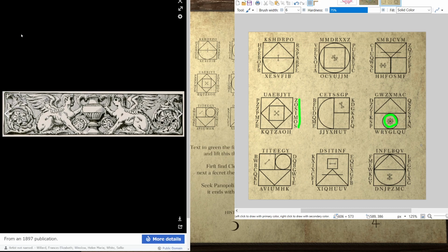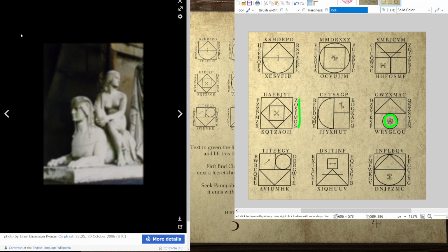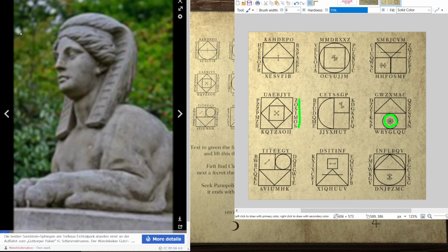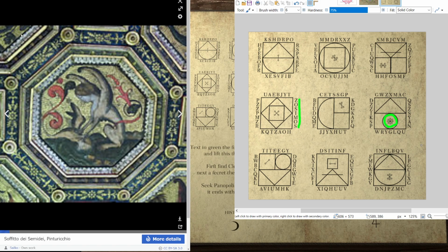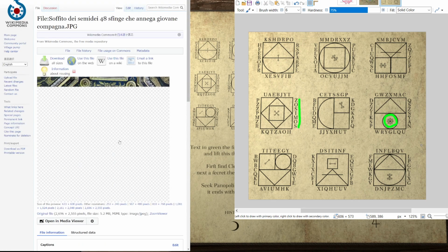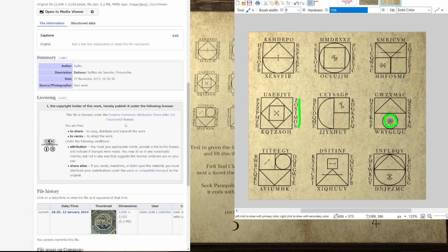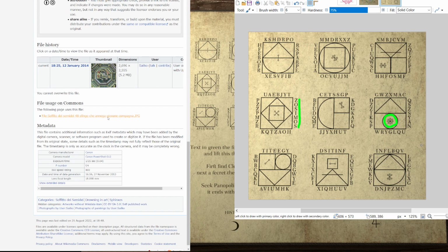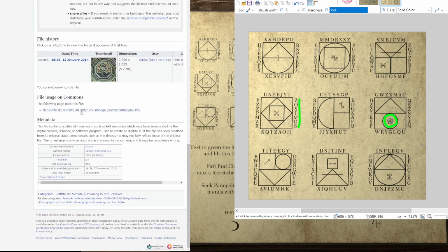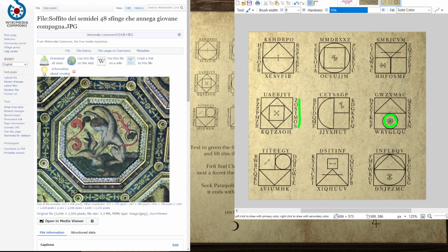Oh, what do the Sphinxes hold here? That certainly is a Sphinx. They don't hold anything, they just hold death. That Sphinx is drowning another Sphinx? Excuse me? Oh, this page uses this image. Well, that's a really useful feature. Thank you, Wikipedia.